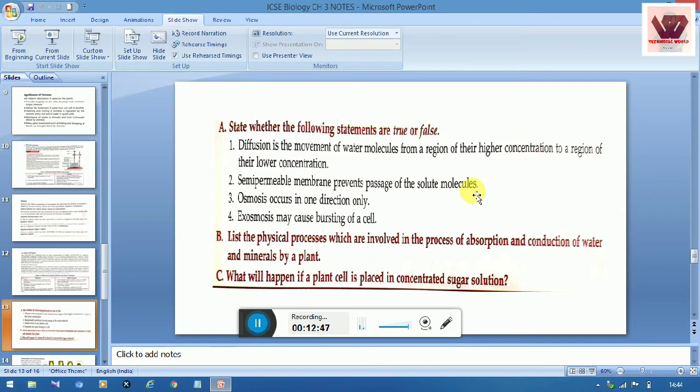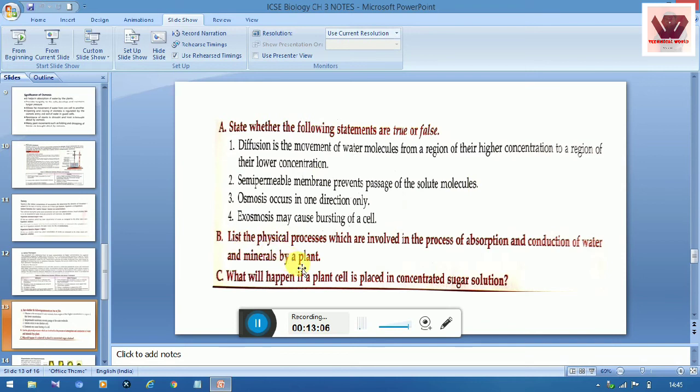Number 3, osmosis occurs in one direction only. Yes, osmosis occurs from higher concentration to the region of lower concentration. Exosmosis may cause bursting of the cell. No, exosmosis नहीं, this is false. Endosmosis के जरिए bursting of cells होता है.